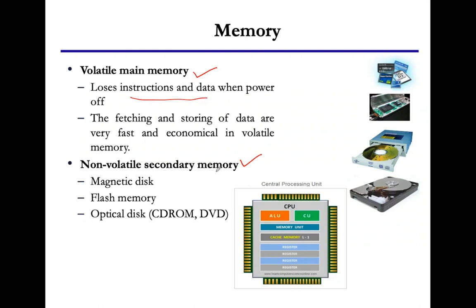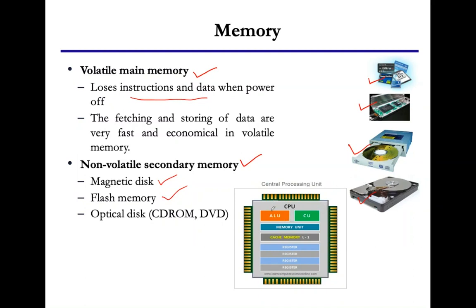Whereas non-volatile memories are permanent. We call these the secondary memory also. These use magnetic disk or flash memory or CD-ROM or DVD or hard disk. These all come under non-volatile secondary memory. The volatile memories look like the RAMs and the microchips here, whereas your permanent memories look like this one.